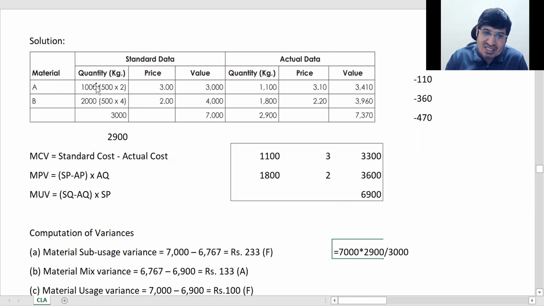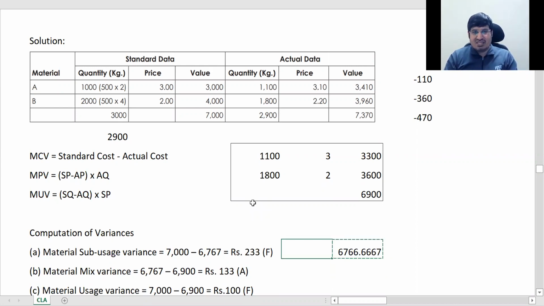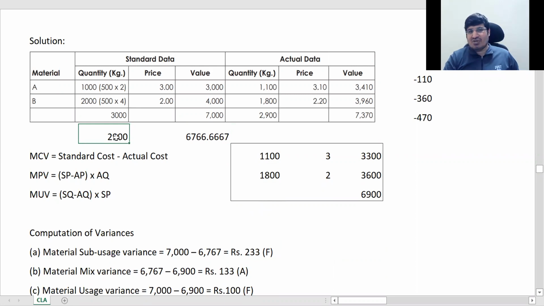Similarly, you can find revised standard quantity for individual material also. How? Just multiply by the same ratio. 2900 upon 3000. Multiply 1000 by 2900 upon 3000. 2000 by 2900 upon 3000. So you will get for individual materials. If you add them, again you will get what you will get here. Same. Okay. So total I'm finding out here 7,000 into 2900 upon 3000. Okay, what I'm getting 6766. So this 6766 I'm taking here, just putting it here. Okay. So 6766, this is the standard price for 2900.